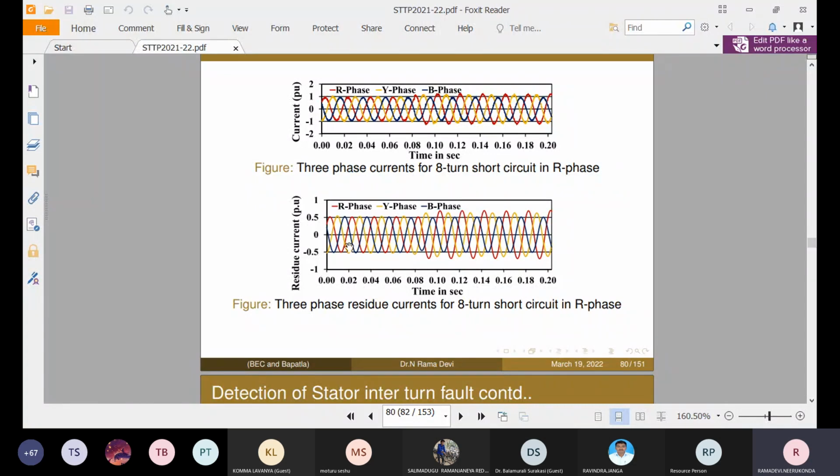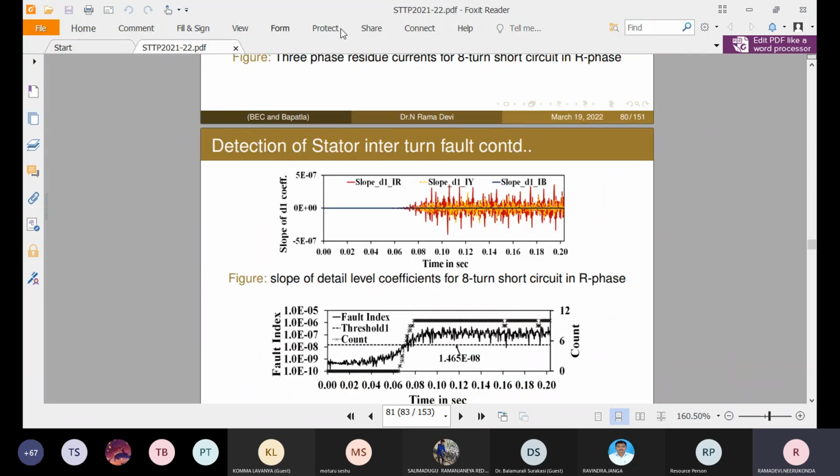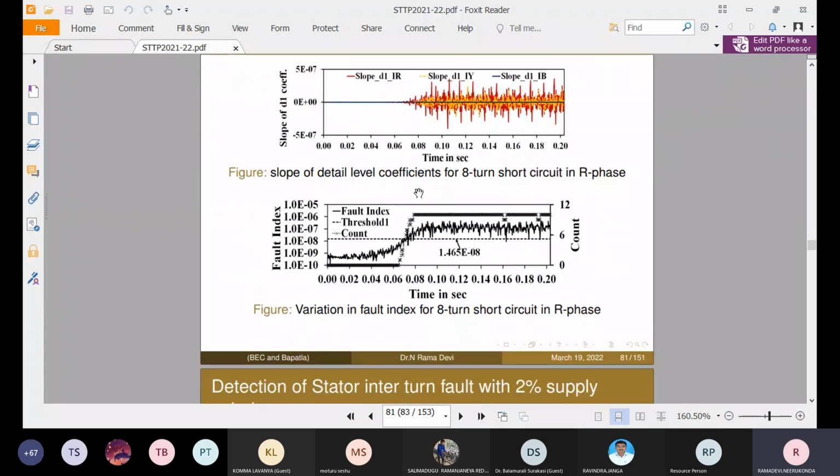These currents we send through the SWT for the reconstruction process. Then we obtain the residue currents. These obtained residue currents are again decomposed, and we compute the values of the slope of detail coefficients. So these are the three-phase detail level coefficients of slopes. With the help of these detail level coefficients, we compute the fault index value. The fault index value is this curve, and this curve indicates the count value.